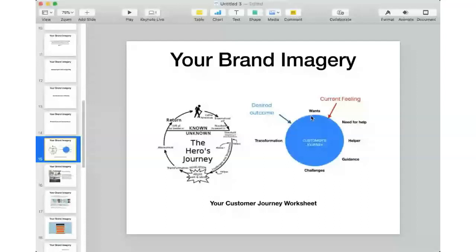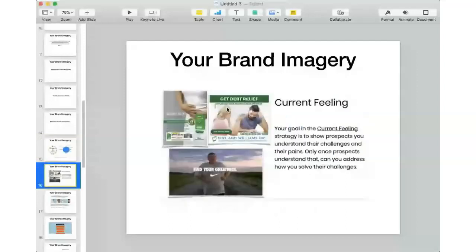Think about where he's at on this journey right here. Where's he at? He's right here, all right? This is his current feeling. If you see people happy and having wonderful vacations, your potential purchaser may not identify with you right here. This helps to get that current feeling to show the prospects that you understand their challenges, their pains.